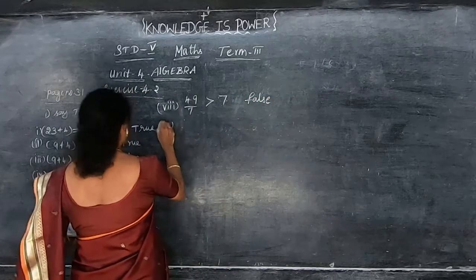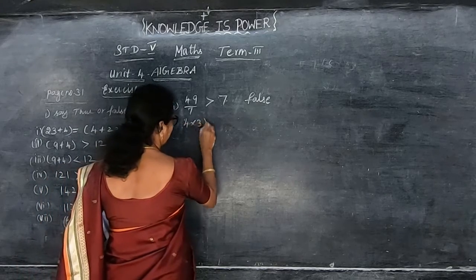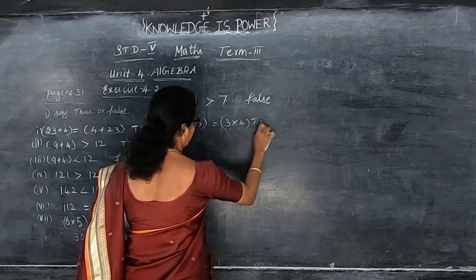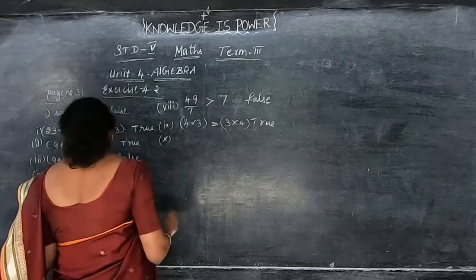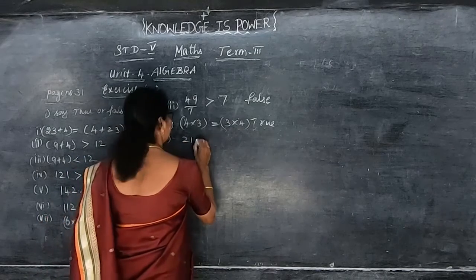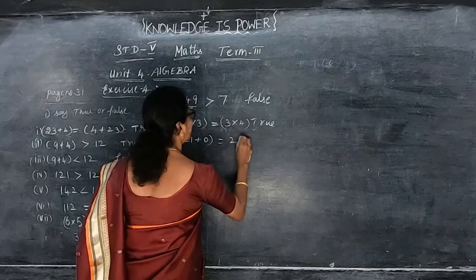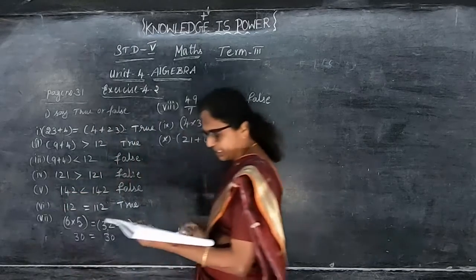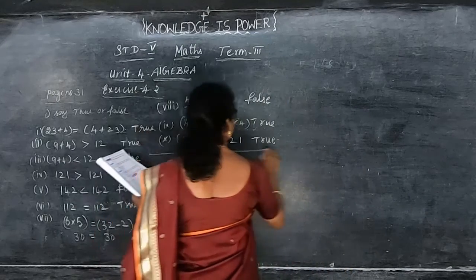Then ninth sum, 4 into 3 is equal to 3 into 4, that is true because both are equal. So look at the symbol in the center; if it is correct, you can put true. 21 plus 0, that is equal to 21. So this is true, okay. So your questions will be given like this only. And the next one is fill in the blanks.